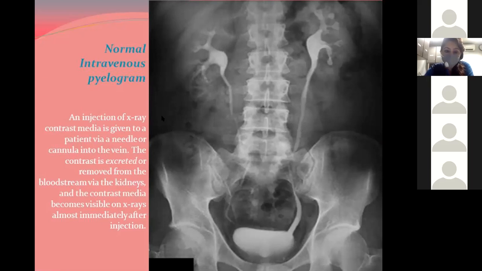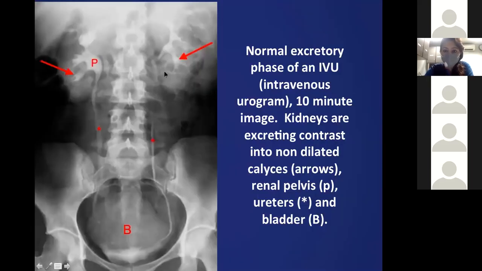See, this is another case of the pyelogram, intravenous pyelogram. The kidneys are excreting contrast. The pelvic calyceal system on the right side is slightly, here you can see there is a small arrow, the renal pelvis. This is the ureters, the stars, and this is the bladder. Right-sided system is slightly dilated as compared to the left-sided system, but we cannot appreciate any filling defect in this case.